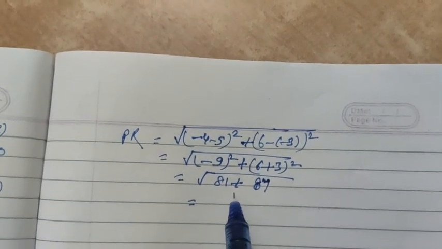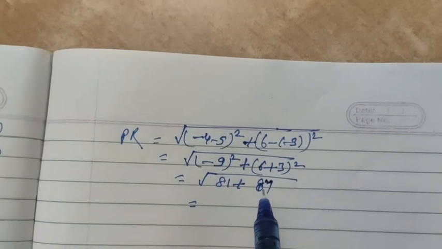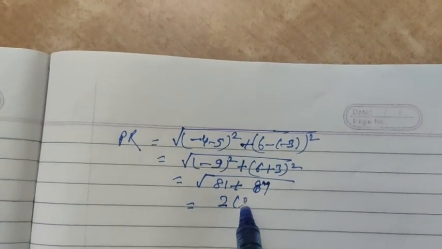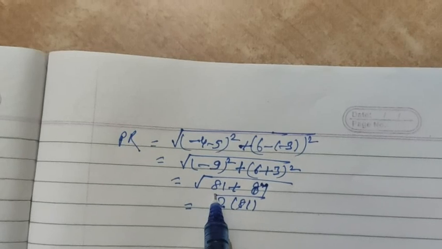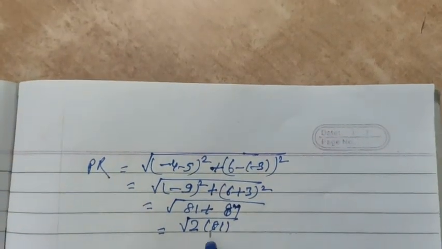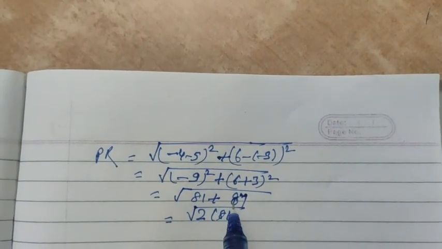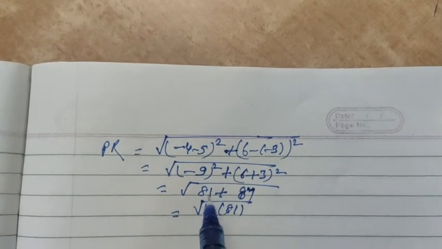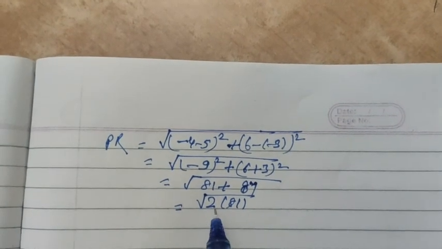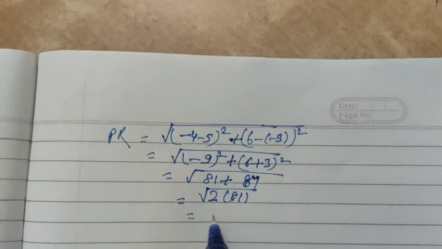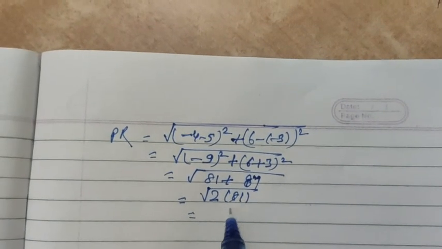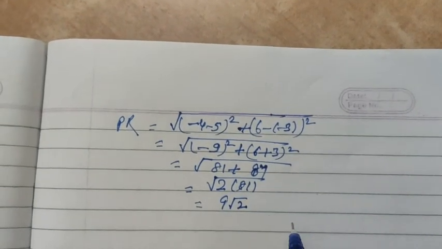So we can write it as 81 plus 81, that is twice 81. So 2 into 81 we can write it to simplify by an easy method. We need not sum these two terms; directly write it as 2 into 81. So square root of 81 becomes 9, and we can write it as 9 root 2.